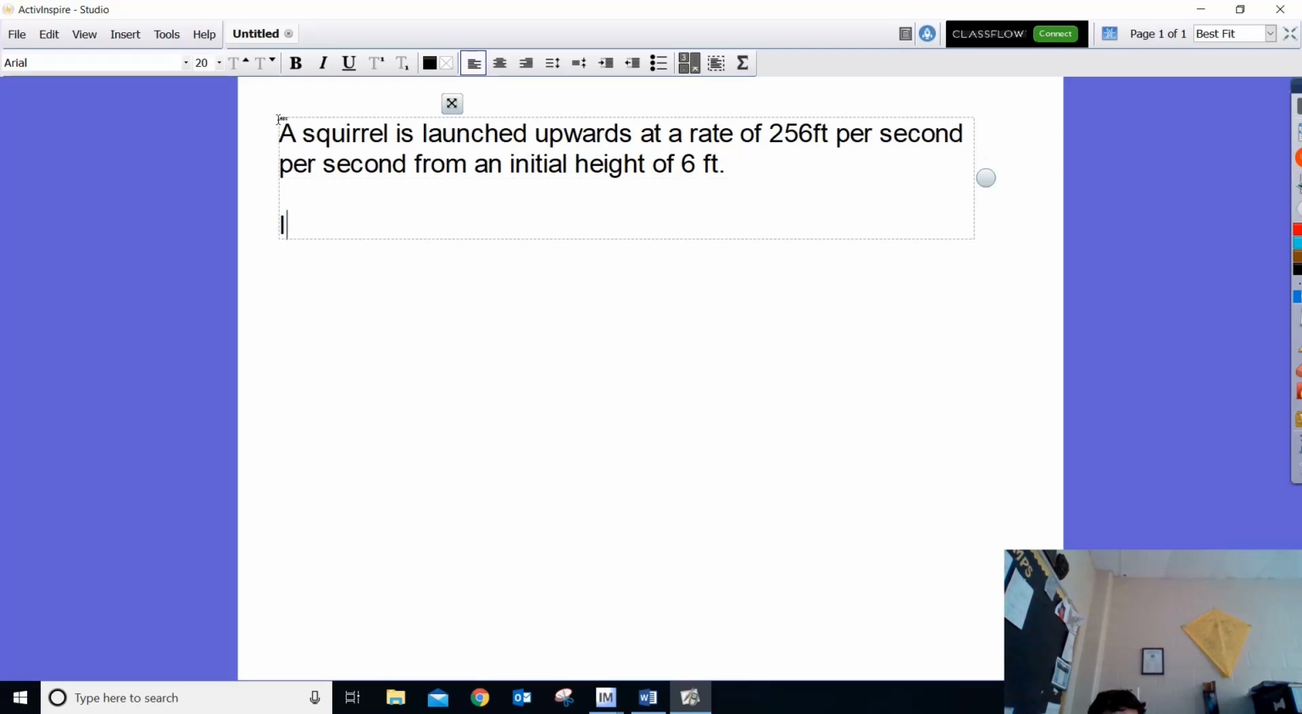All right, so the first part is we'll write an equation. See how many of you have actually been doing your homework. There's one. Negative 16t squared, plus what? 256t plus 6.